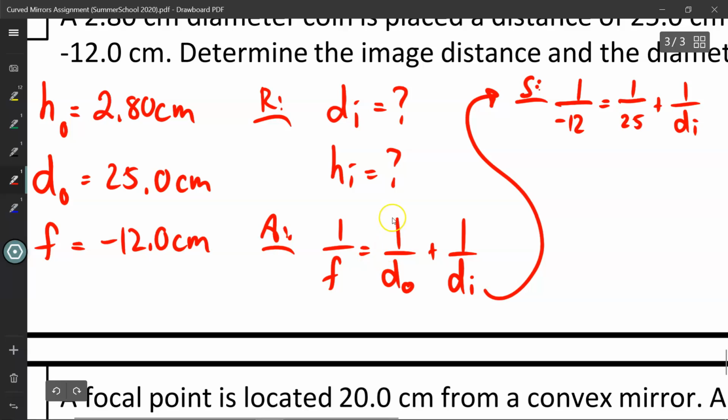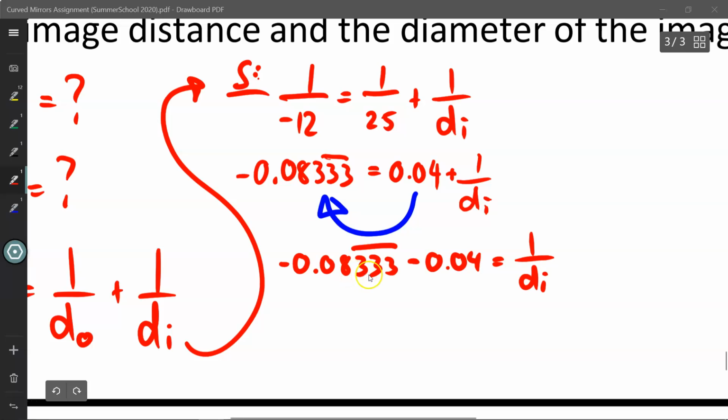So 1 over f is equal to 1 over do plus 1 over di. Punch in those values. f is a negative 12. do is a 25. Now I'm not great with fractions, so I'm going to convert them into decimals. I can then bring the 0.04 onto this side. So negative 0.083333 minus the 0.04 gives me negative 0.1233333.